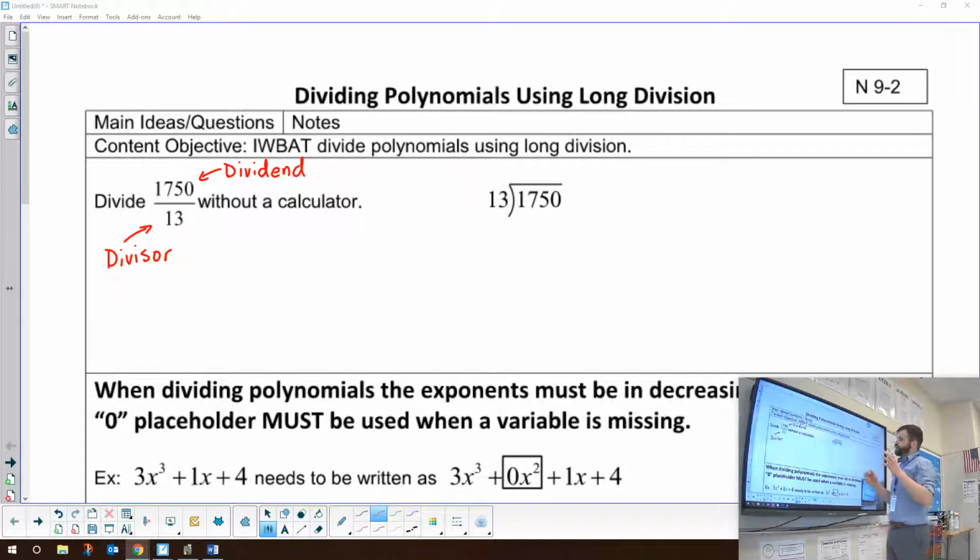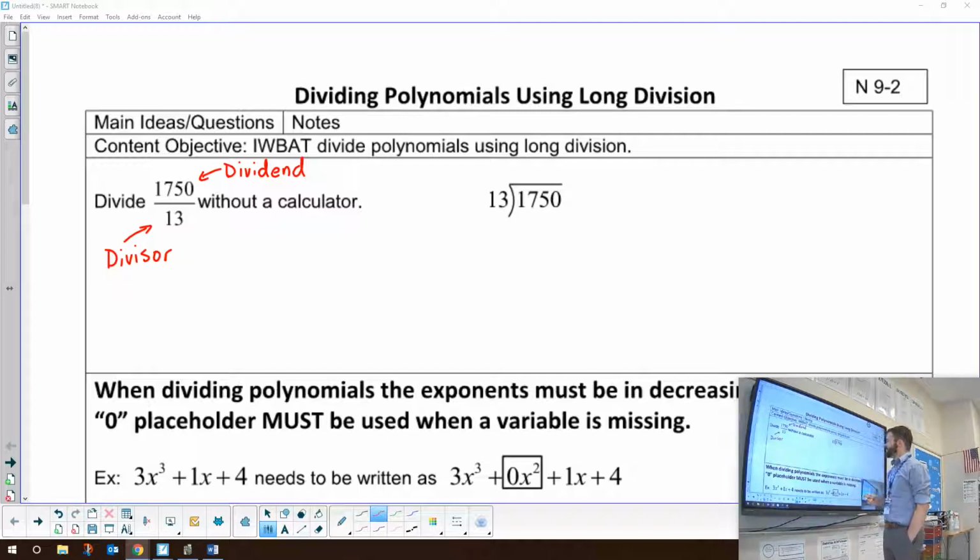Now, whenever we divide, it's made up of two parts. We have a dividend, which is the number we are dividing, and the divisor, the number we're dividing by. And we can write it with this little house right here. On the inside of the house is the number we are dividing. On the outside is the number we are dividing by. So in this case, I'm dividing by 13.